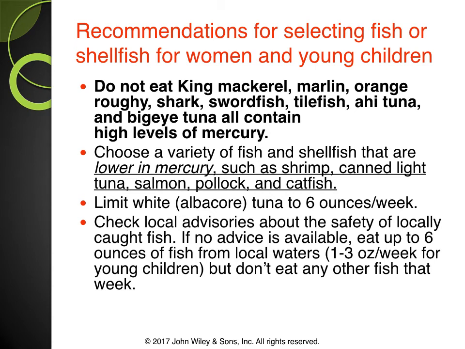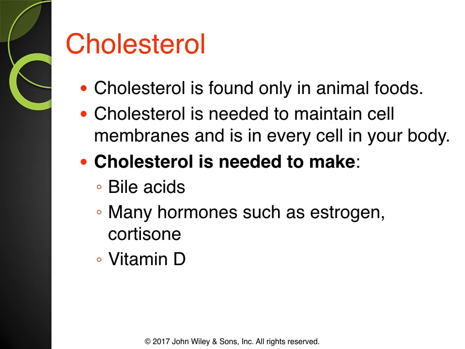Okie dokie. Limit white albacore tuna to 6 ounces per week, and check local advisories about the safety of locally caught fish. If no advice is available, eat up to 6 ounces of fish from local waters, 1 to 3 ounces per week for young children, but don't eat any other fish that week. It's a lot to remember, so keep it simple as best you can.